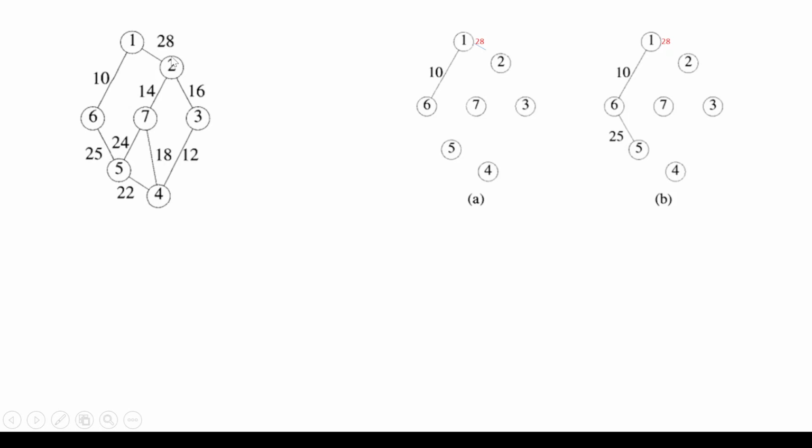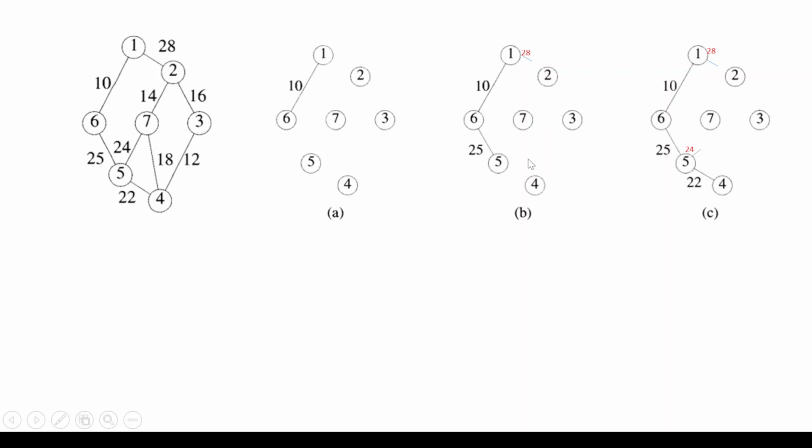Now among 25 and 28, check which is the minimum. The minimum is the edge connecting 6 and 5. So I connect this edge between 6 and 5 with cost 25, but make sure that 28 is still in your mind. Now moving on to the next stage, we have to find all those edges from 5. We started with 1, we reached 6 with cost 10, and then we chose the edge connecting 6 to 5 with weight 25.